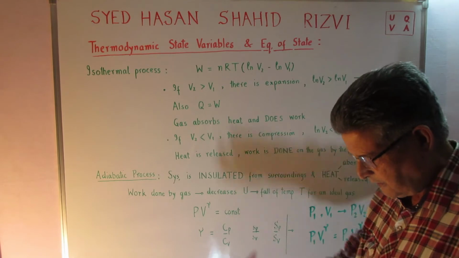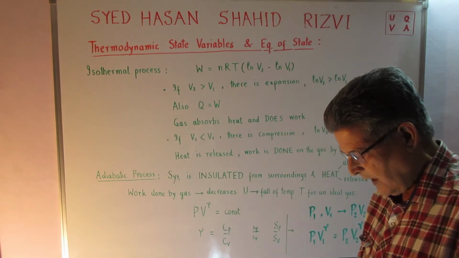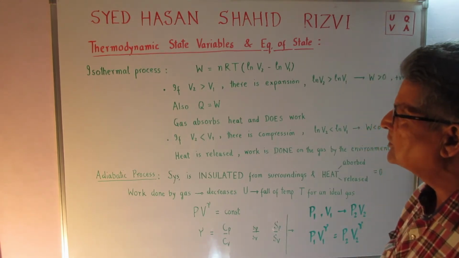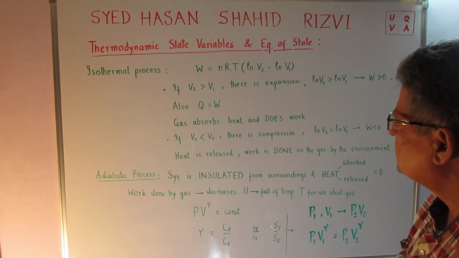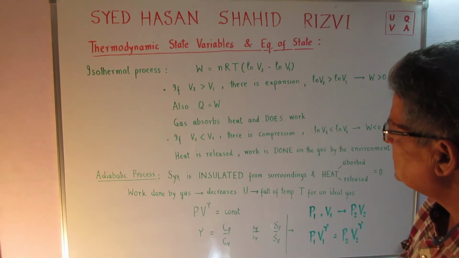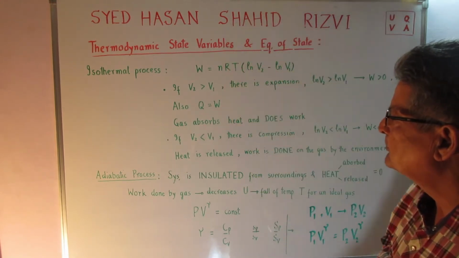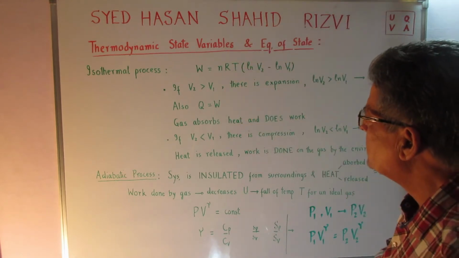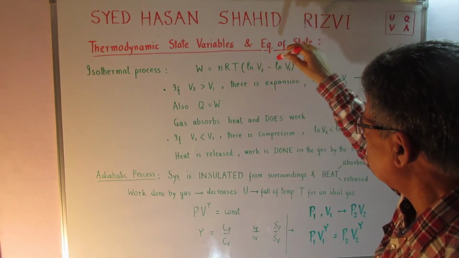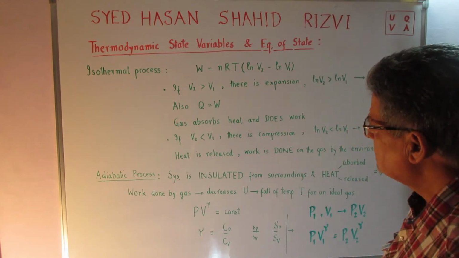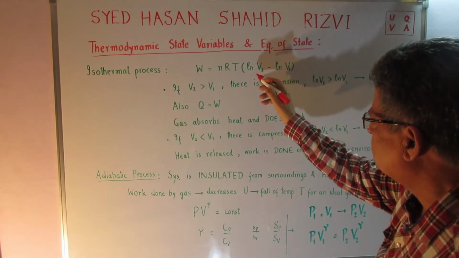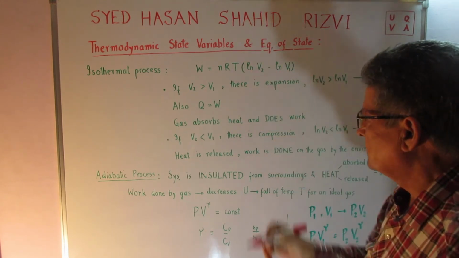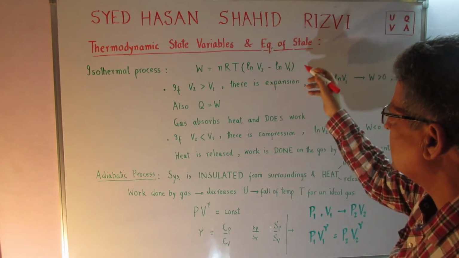Now, as I told you in the beginning, equations speak and the physics starts after the derivations are obtained. So from this derivation we can see that n, R, T are all positive values. But it speaks that if ln V2 is greater than ln V1, then this becomes positive. Otherwise, it is a negative value.